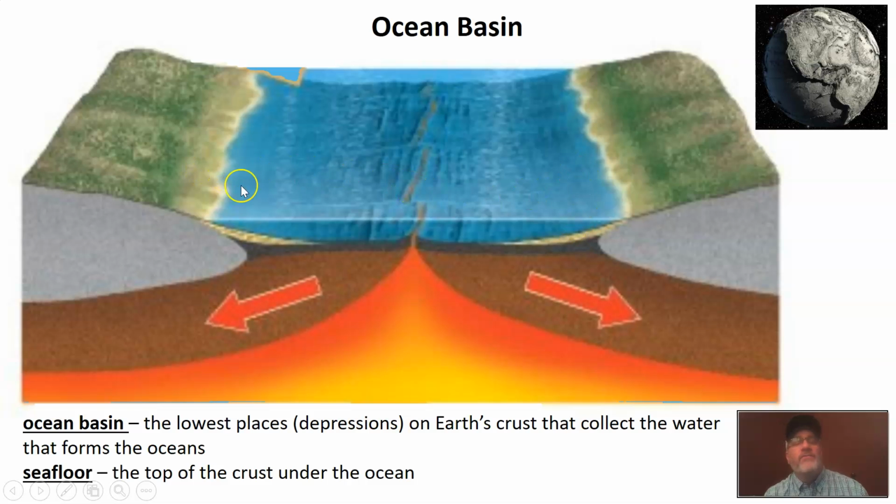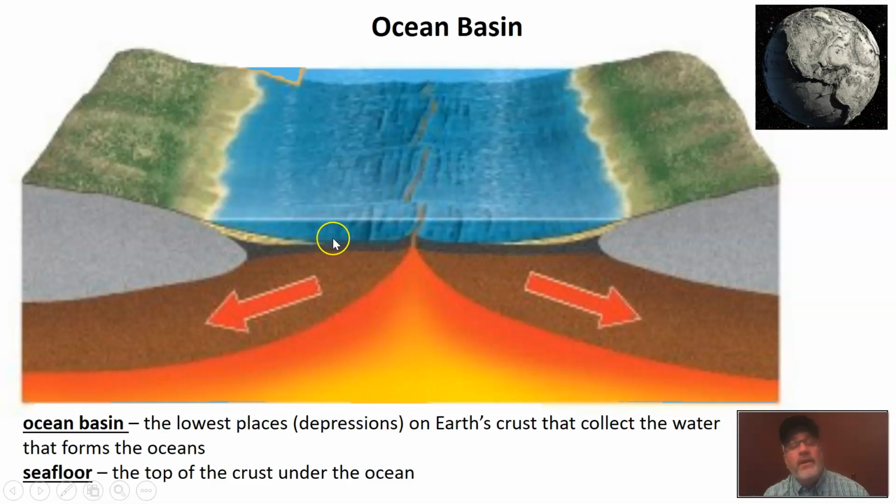And notice that this is a very low place. It's a low place on the surface of the earth. And of course, water is going to flow downhill with gravity. So this is going to be a place where water collects. And so we call this an ocean basin. So the lowest places on Earth where we're going to have our oceans, we call those ocean basins.